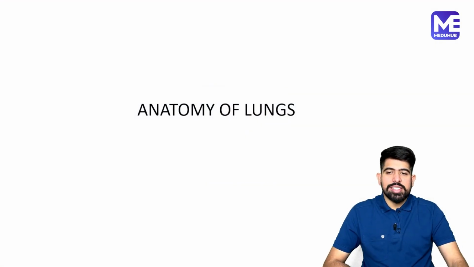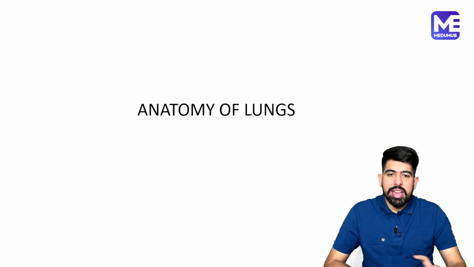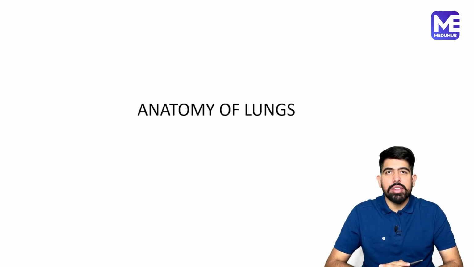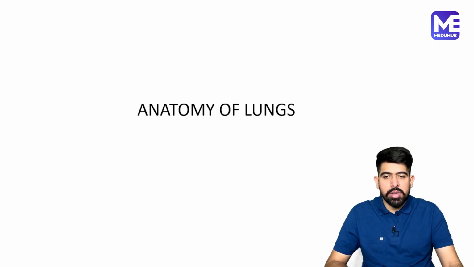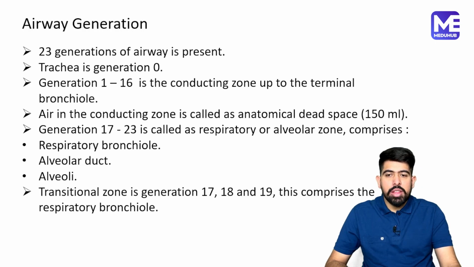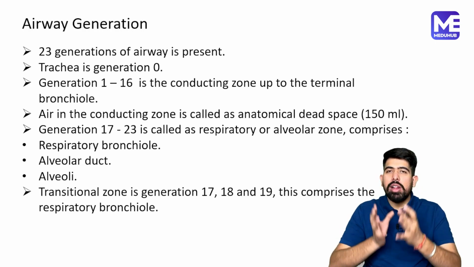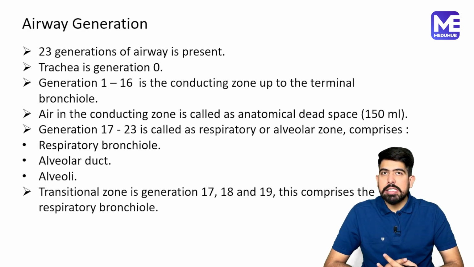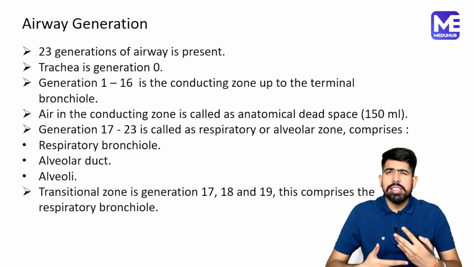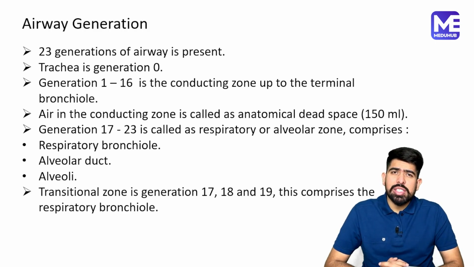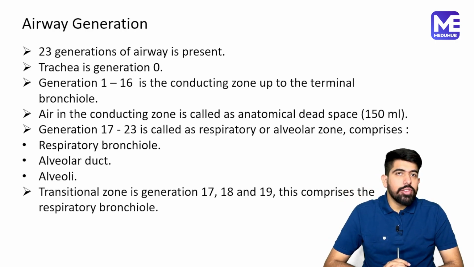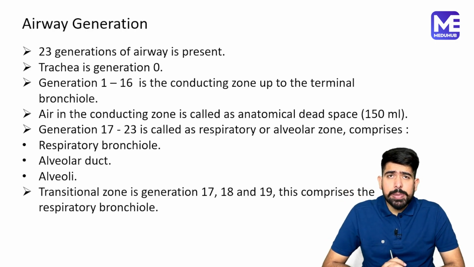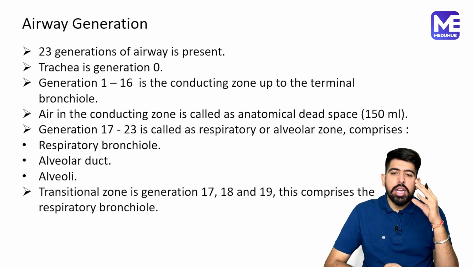Guys, and now we are starting the respiratory system. In the respiratory system, we are starting with the anatomy of the lungs. Which things do you have to remember in the anatomy of the lungs? The first thing you have to remember is all about the airways of the respiratory system, because when you study the diseases of the respiratory system, we have to remember the general anatomy and the physiology, right? So we're starting with the airway generation.